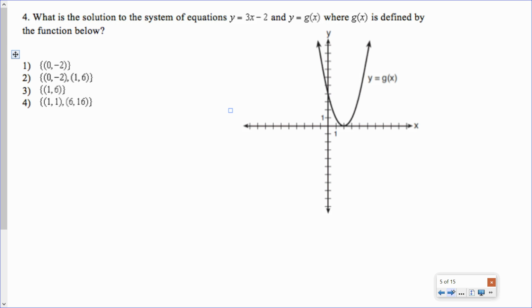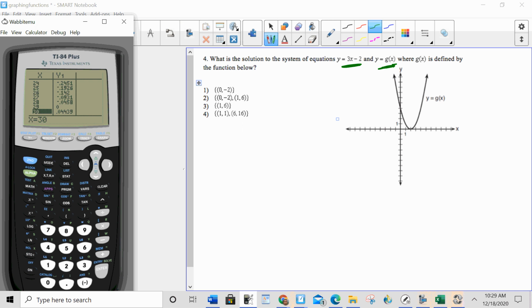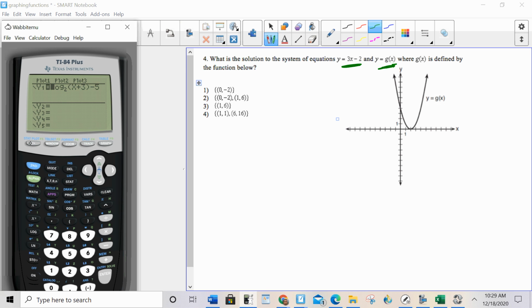For number 4, what is the solution to the system of equations y equals 3x minus 2 and y equals g of x? So there's two functions. There's g of x, which is given, and there's this one, which is not. So I want to graph both of them. y equals 3x minus 2 table. Well, there's my picture table.